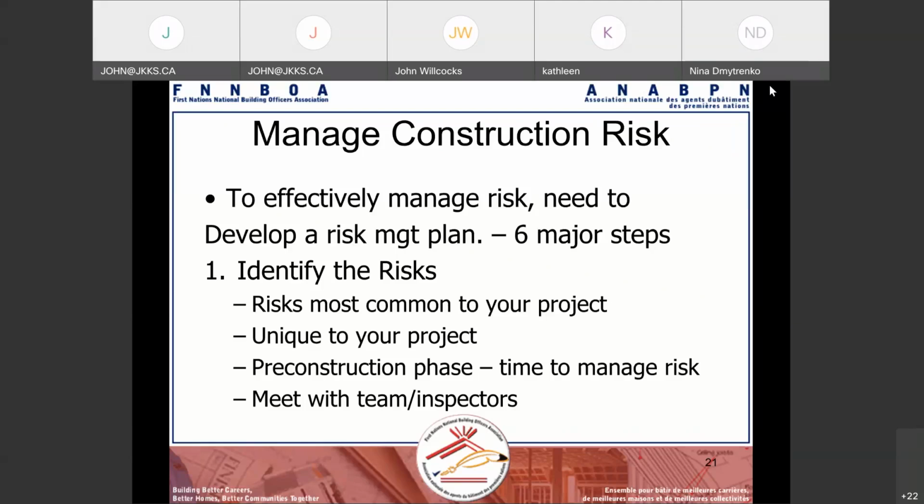Generally in the pre-construction phase, you have time to manage the risk. So you try to identify your risk before the project starts. So if you're planning to build in the fall, for example, you're going to have a weather risk compared to, let's say, the spring. So generally you would meet with your team, you meet with the inspectors, and the rule of thumb would be, all right, what are the top 5 risks or issues we're going to have with this project moving forward? And by taking that approach, you can start to identify your risks.